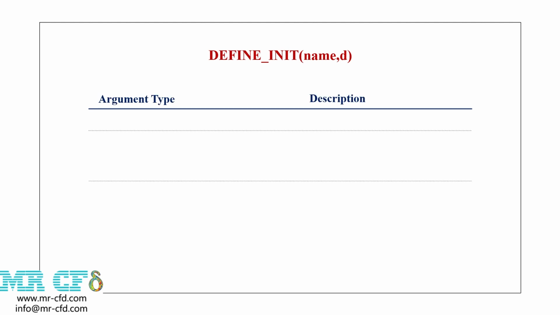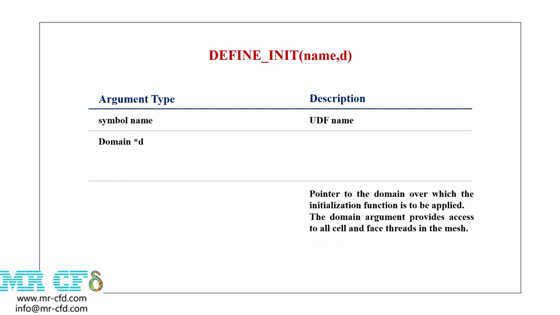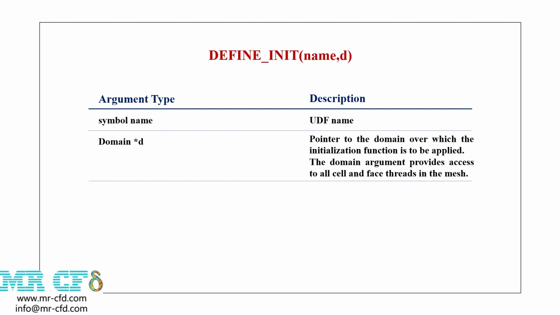This macro is represented using two arguments. The first argument indicates the function name, and the second one is a pointer to the model's domain on which the initialization function is applied. That is, this domain pointer allows access to the information of all cells and thread surfaces in the desired computational domain mesh.